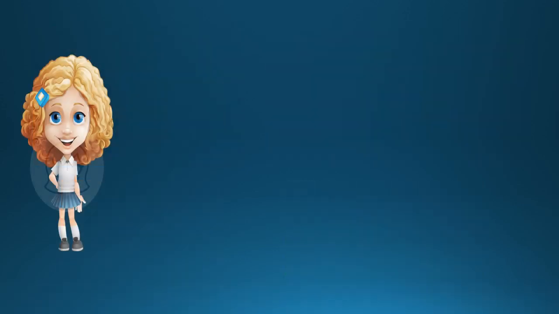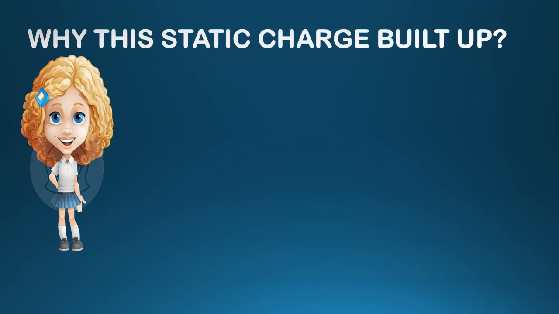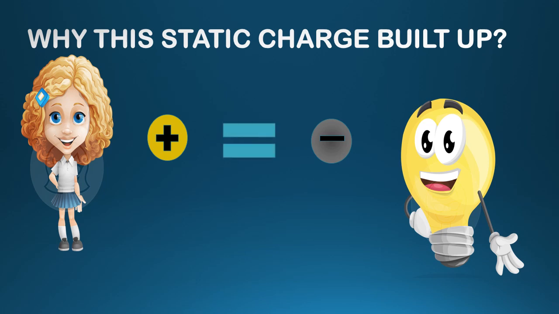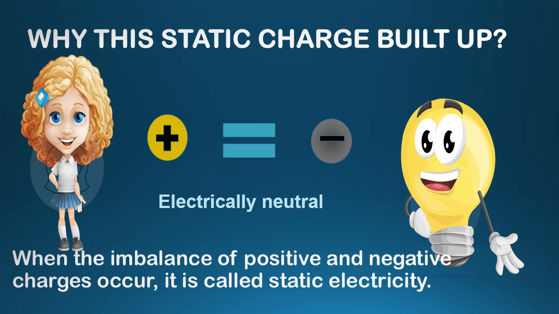Hey Sparkle, you told us static electricity is the buildup of charge over the surface of objects. But why does this static charge build up? Well, there are two types of electrical charges, the positive electrical charge and the negative electrical charge. Initially, the objects have an equal number of positive and negative charges and we call them electrically neutral. When an imbalance of positive and negative charges occurs, it is called static electricity.